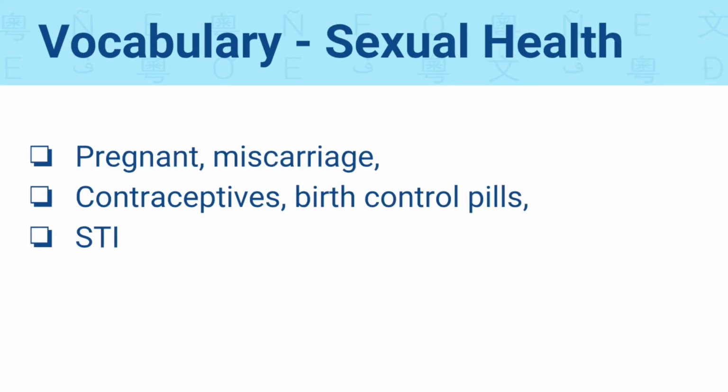Contraceptives are a method or device used to prevent pregnancy. Another commonly used word is birth control. This includes condoms and the pill, as some people call it. STI stands for sexually transmitted infection, and they're passed from person to person through sexual contact. People can prevent the transmission of STIs when they use birth control.